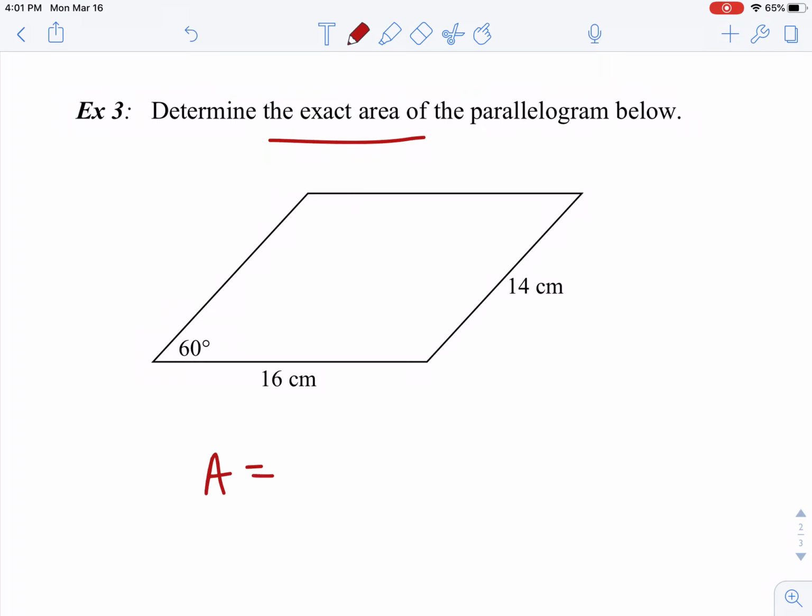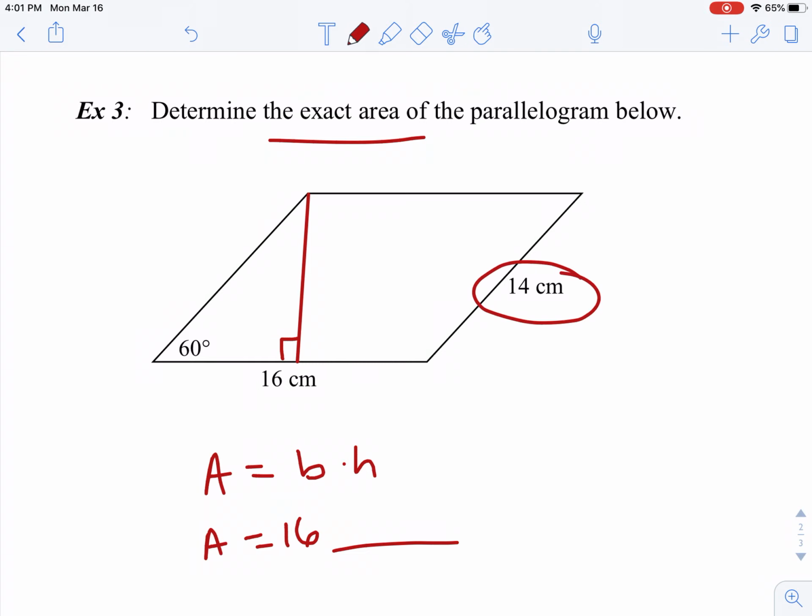I'm going to start out by saying the area is going to be the base times the height. I know my base is 16. I don't know what my height is. It is not this because that is slanted. When we talk about height, we're always talking about that perpendicular height. Now, if this slant height is 14, or slant length, however you want to call it, then so is this. So we know that parallelograms have congruent opposite sides.